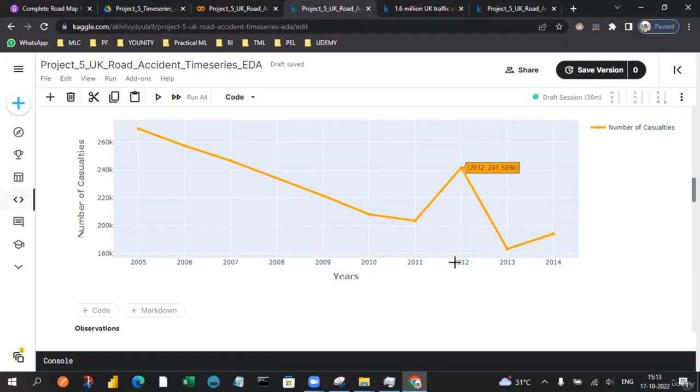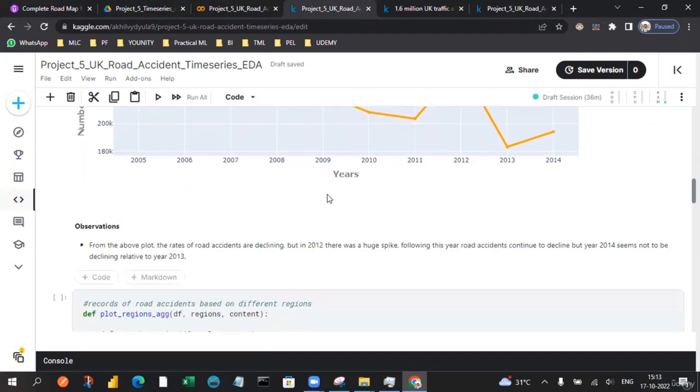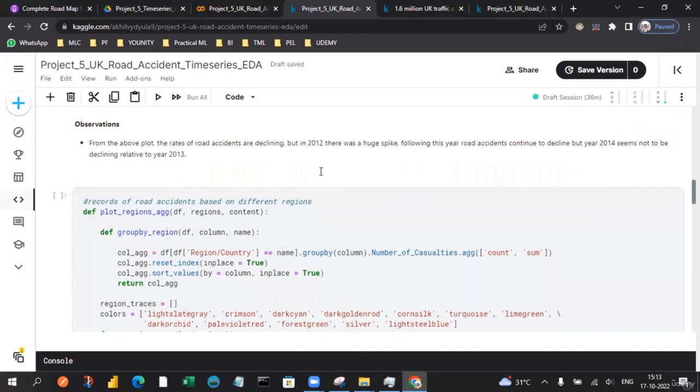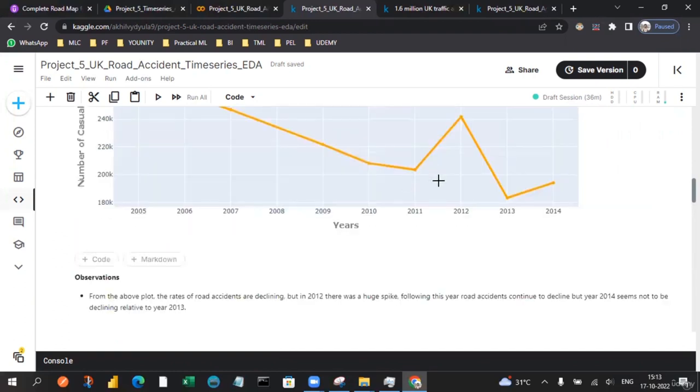But it happened in 2012, and again drastically changed in 2013, and it is slightly increasing nowadays. Maybe we can also see this pattern in the future. So we can conclude on that spike so that we will be able to understand why it happens, corresponding to different reasons, maybe the region, the number of casualties, or maybe the different kinds of road types.